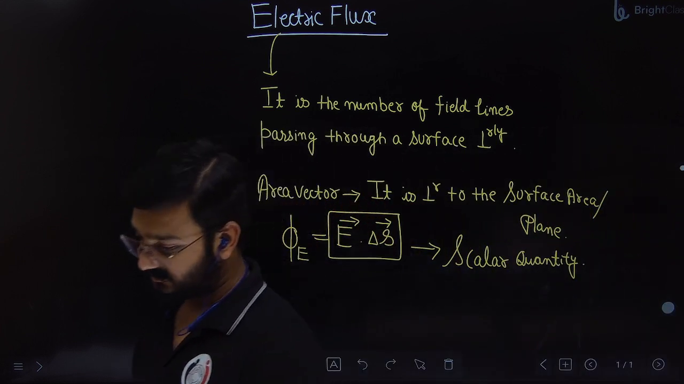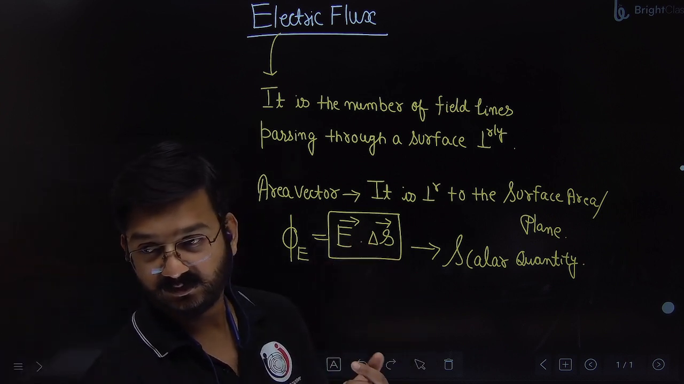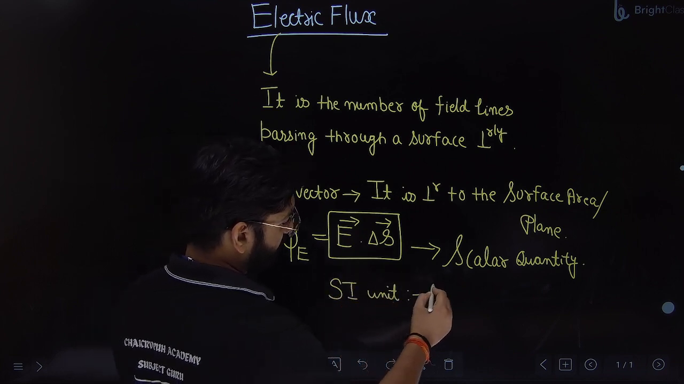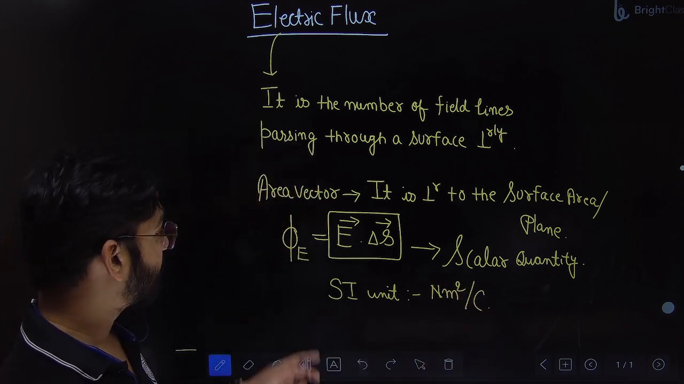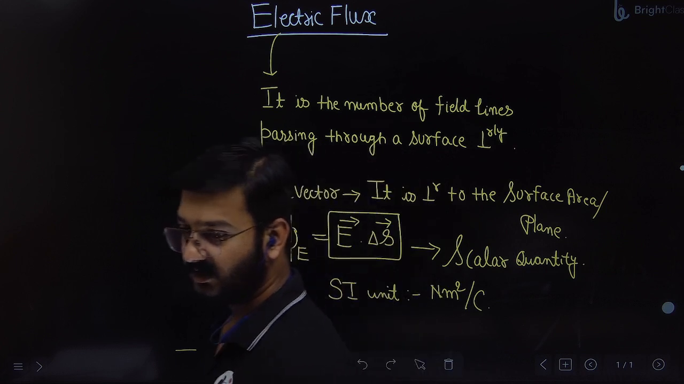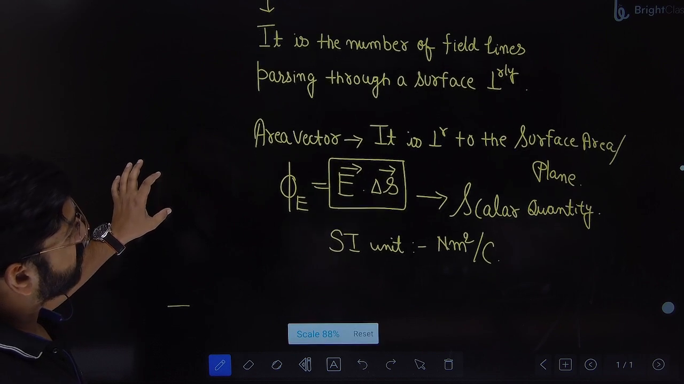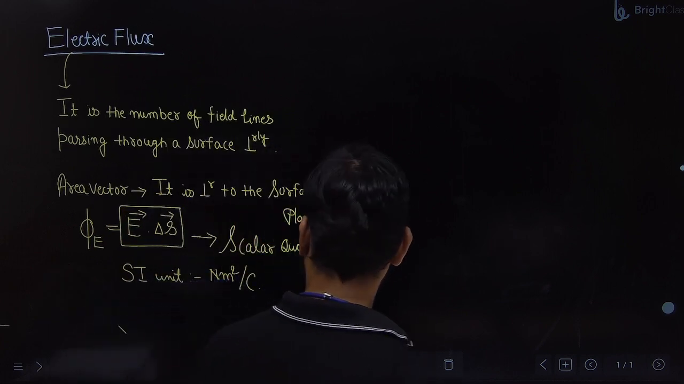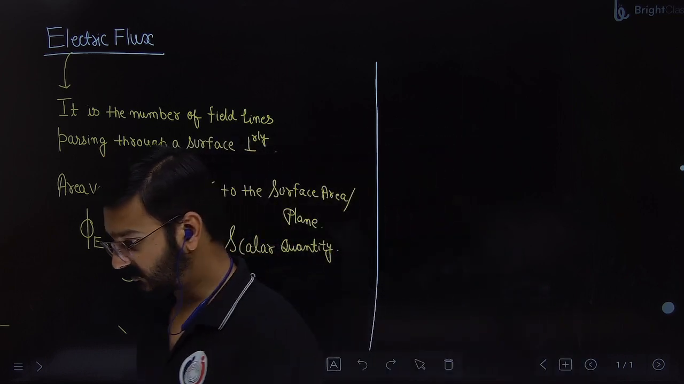Now, can you tell me the SI unit by seeing the formula? What is the SI unit of electric field? Newton per coulomb. What is the surface area? Meter square. So what will be the SI unit? Newton meter square per coulomb. Find the dimensional formula, all of you. Calculate the dimensional formula for electric flux. Electric field you know, area is what? L square. Find it quickly.